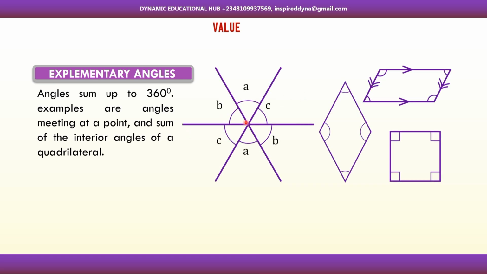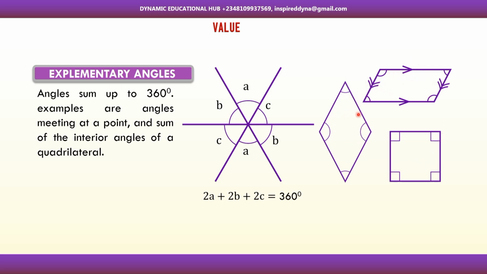Now let's have a point here as shown, and let's have several lines passing through that point. Which means that we have different lines intersecting each other. Several angles will be formed around this point, and if you add those angles together, you will get 360 degrees. We are still going to do this. This one is A, this one will also be A, opposite angle. This one is B, this one is B, opposite angle. This one is C, this one is C, opposite angle. So which means that we have 2A plus 2B plus 2C, the angles around this point, and that is going to give us 360 degrees, explementary angles. The same thing applies to all these four-sided polygons, which are quadrilaterals.